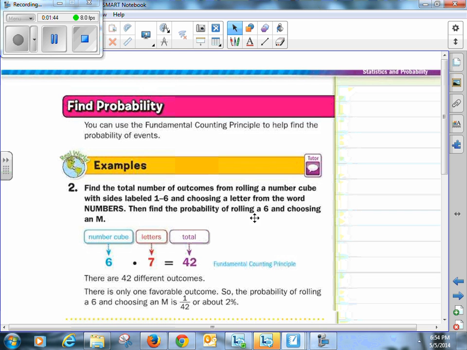And for the probability of rolling a 6, there's just one 6. And choosing an M, there's just one M. So 1 times 1 is 1. So the probability is 1 out of 42.